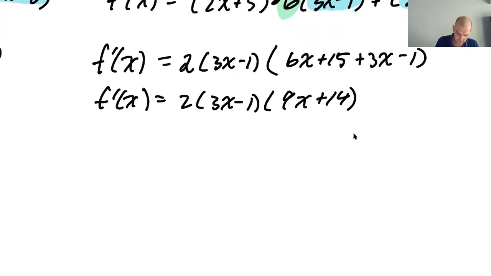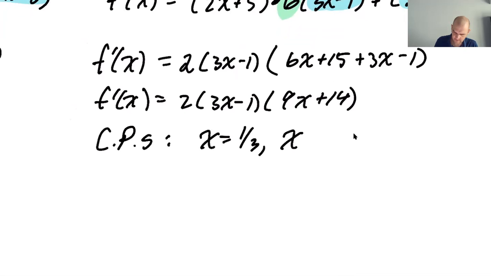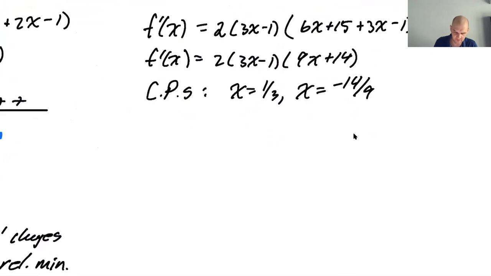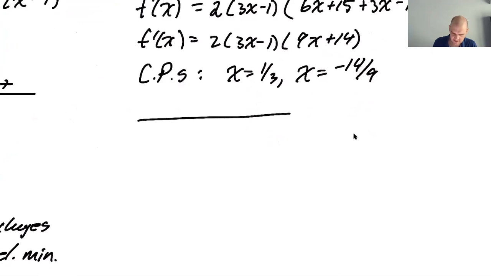Okay, critical points. x equals 1/3, x equals negative 14/9. Nobody's wondering how you got those. If you want, you could say critical points where f prime equals 0 and then say x equals 1/3, x equals negative 14/9. I don't think anyone's going to give you trouble about just looking at that and saying those are my critical points. Sign chart.